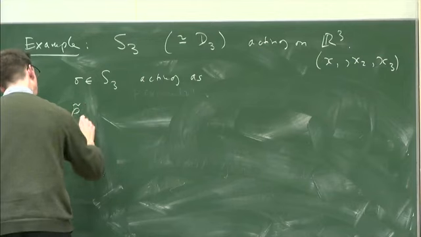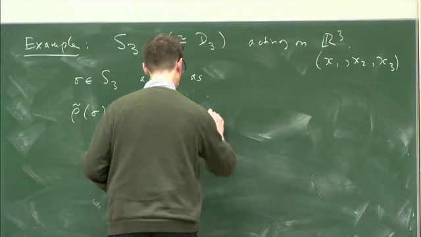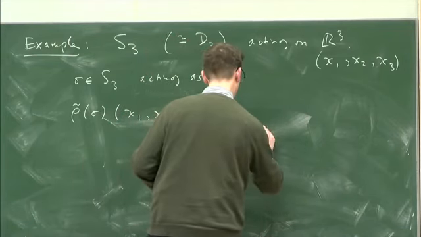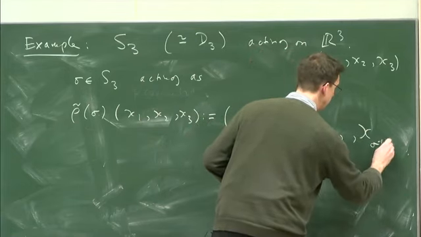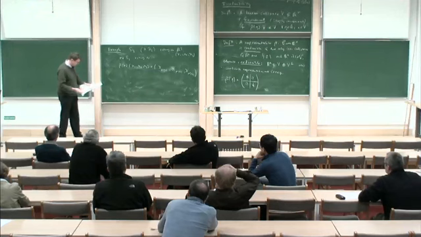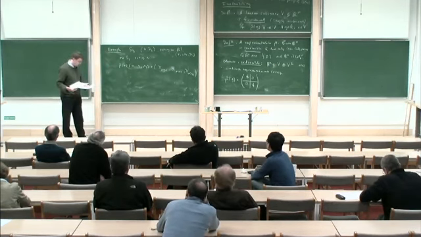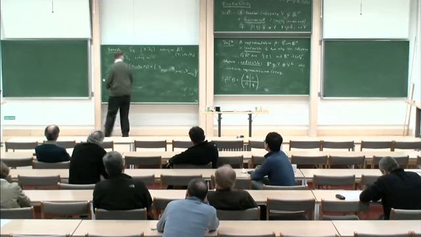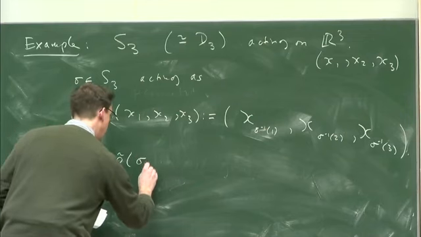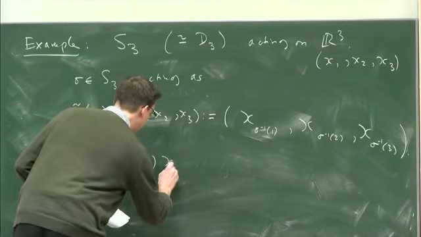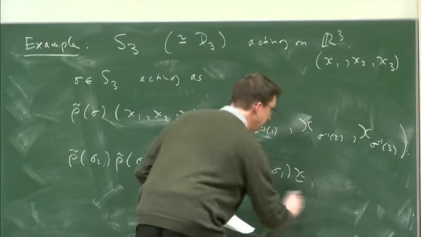Okay, and I'm going to define rho tilde of sigma acting on a point x1, x2, x3 as x sigma inverse 1, x sigma inverse 2, x sigma inverse 3. So this is permuting the coordinates, and then one can check that this satisfies the homomorphism property. I put these inverses in a slightly curious way, but one can check that if I take two permutations, sigma 1 and sigma 2, and do those acting on x, then I do indeed get rho tilde of sigma 2 sigma 1 acting on x.